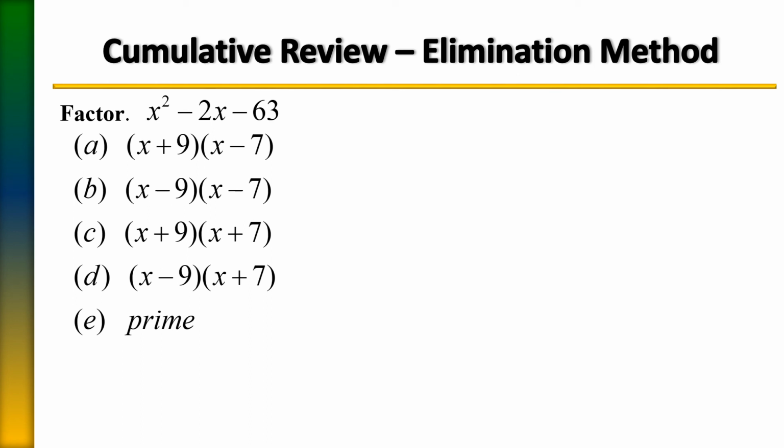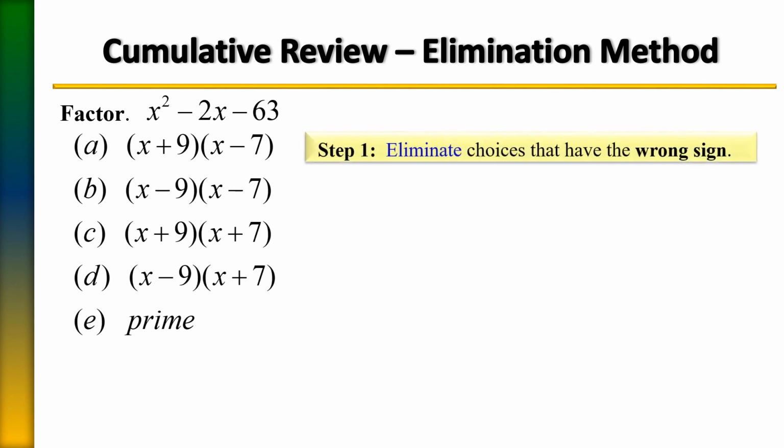So let's begin. The first thing you want to do is use your sign rules to eliminate any choices where there's just no way it could be the answer because it has the wrong signs. Looking at the trinomial that's given, recall if the back end is negative, that means the signs are going to be different.